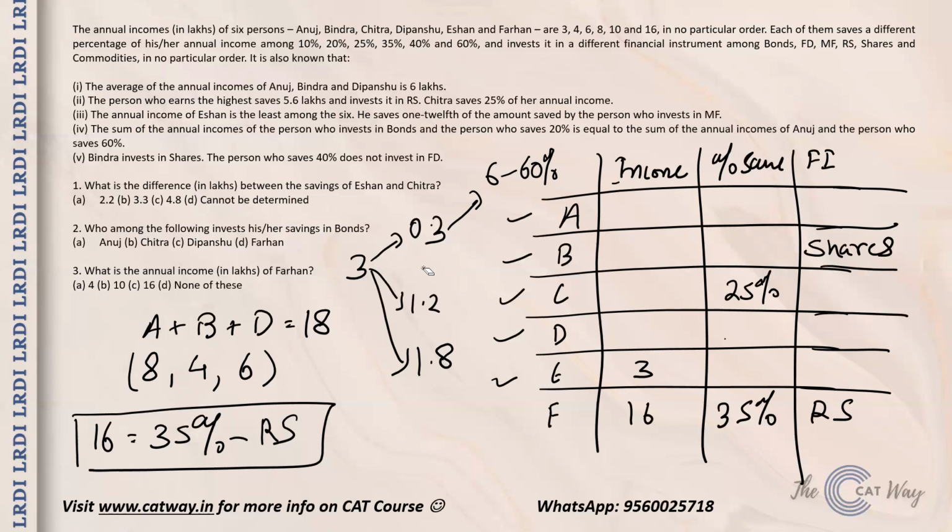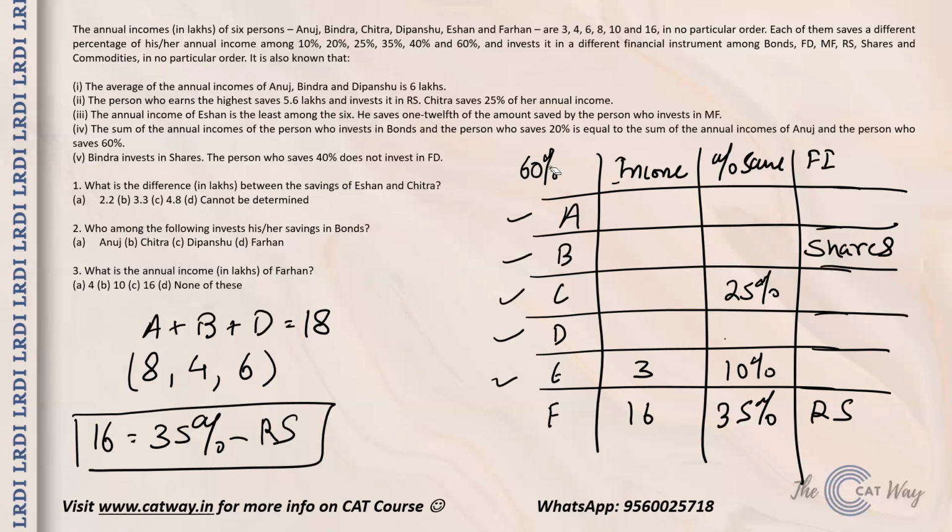Then it says 1.2. So if 1.2 is there and the person is earning 12 times more of it, that person is saving 14.4 lakhs. That is again 90%. So these two cases are again not possible. So one thing is certain, that Ishan is saving 3 lakhs, and he is planning at 10%. He's saving 0.3 lakhs.